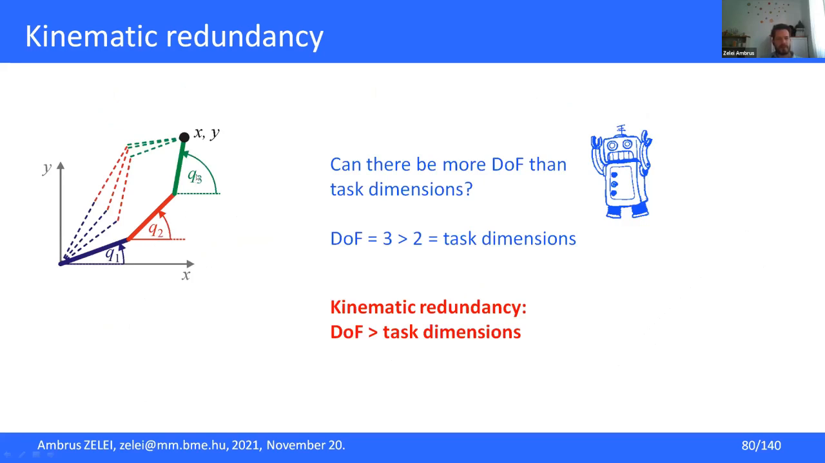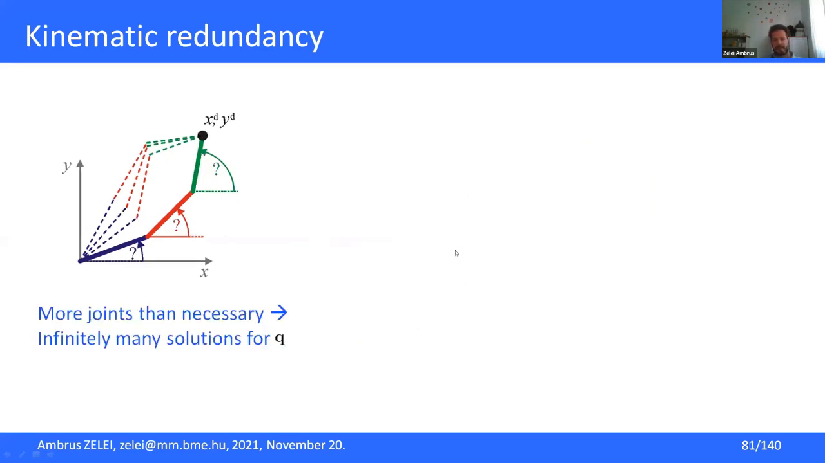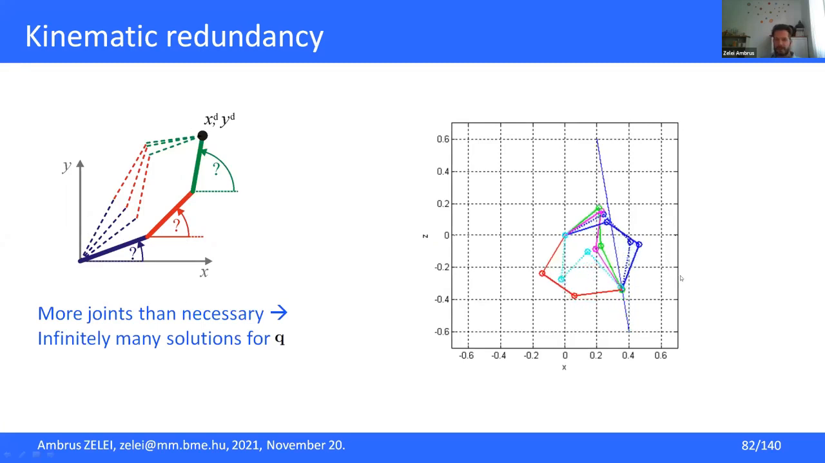In case of kinematic redundancy, like in the case of the human arm, you have more joint angles or joint coordinates than would be minimally necessary to achieve the task. So here again, the task is two-dimensional. I have to reach x, y, and I have to determine 3 joint angles. And this is the case of kinematic redundancy. So all in all, we can say we have more joints than necessary. And what is the consequence of this? It means that I can have infinitely many different solutions of the same problem.